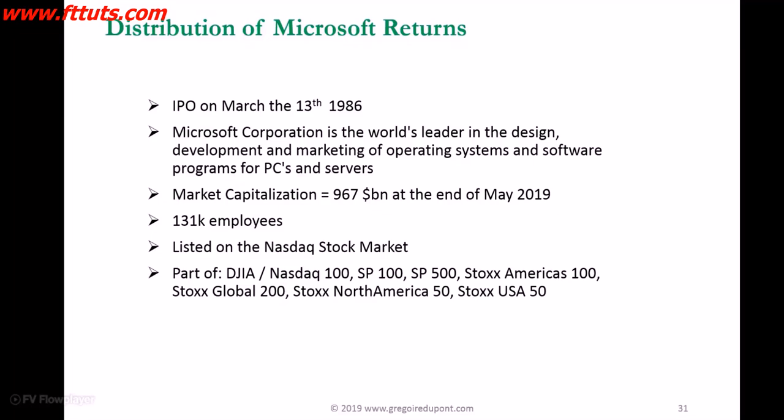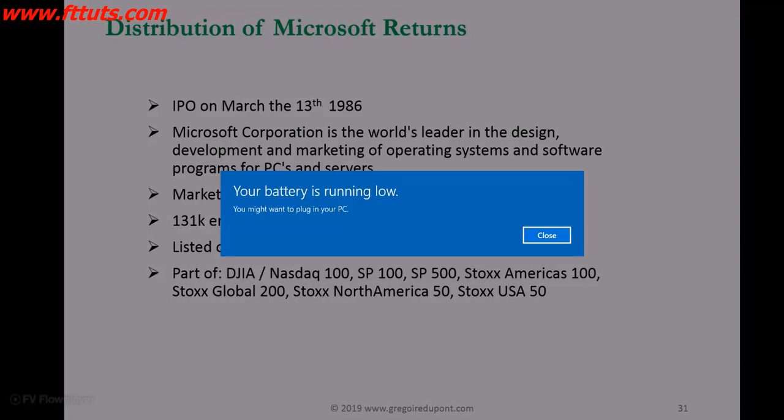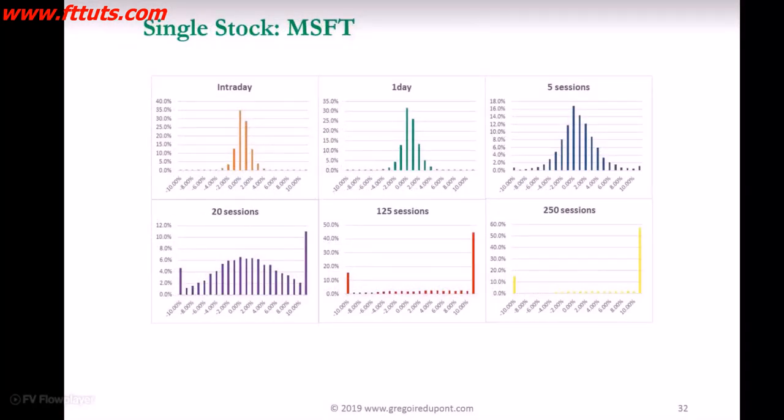Let's look now at a single stock name, and we're going to look at Microsoft returns. Microsoft was IPO'd on March the 13th, 1986. Below you have the definition of Microsoft, but I'm pretty sure you're familiar with the company. The market cap is roughly 1 trillion at the end of May 2019. They have 131,000 employees, and it's listed on the Nasdaq stock market, and it's part, as we see at the bottom of this slide, of many indexes in the US and in the world.